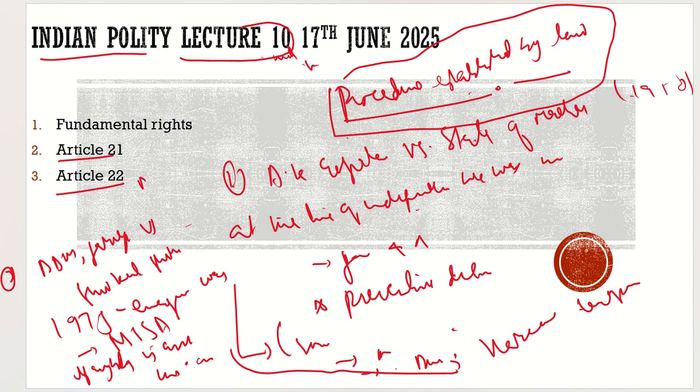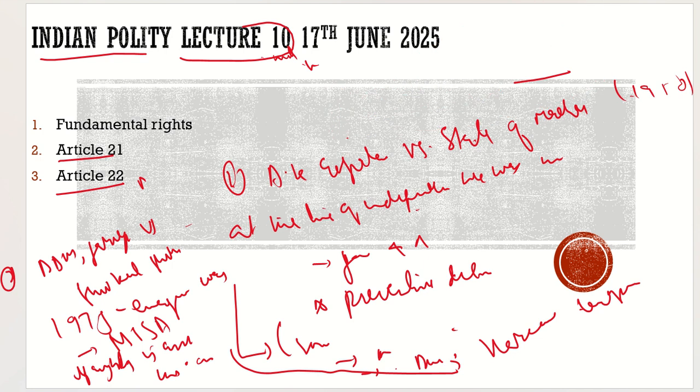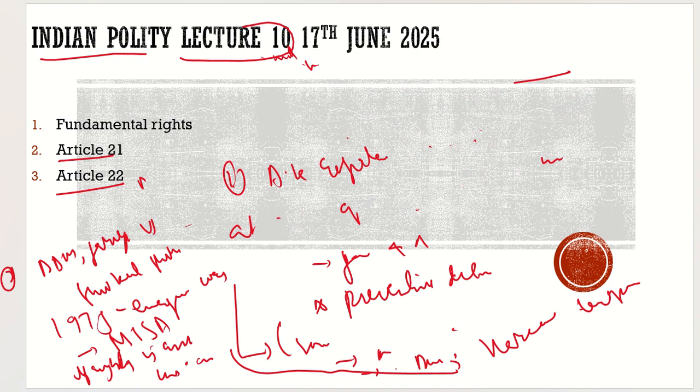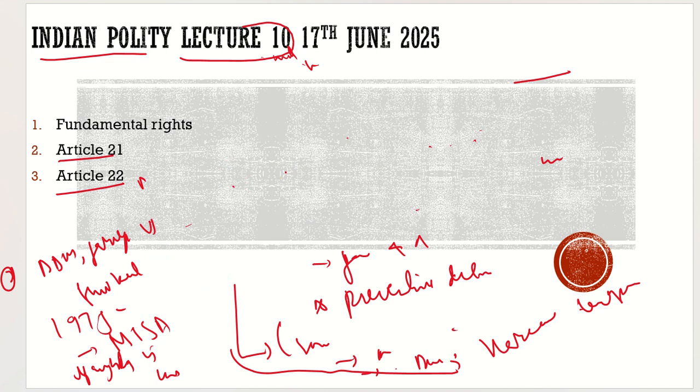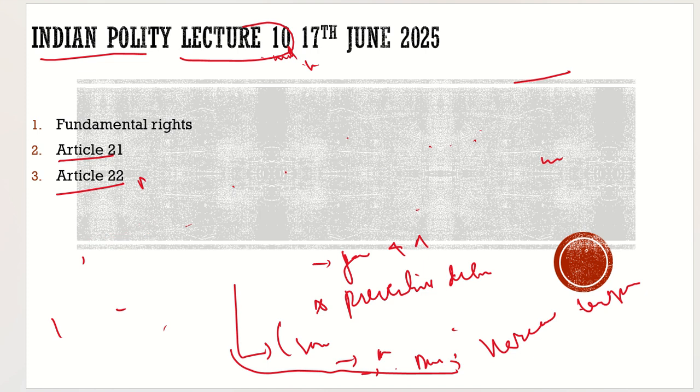That principle was procedure established by law. After that, in 1978, there was another case, namely Maneka Gandhi versus Union of India. Her passport was seized by the government. So this case was in the court.